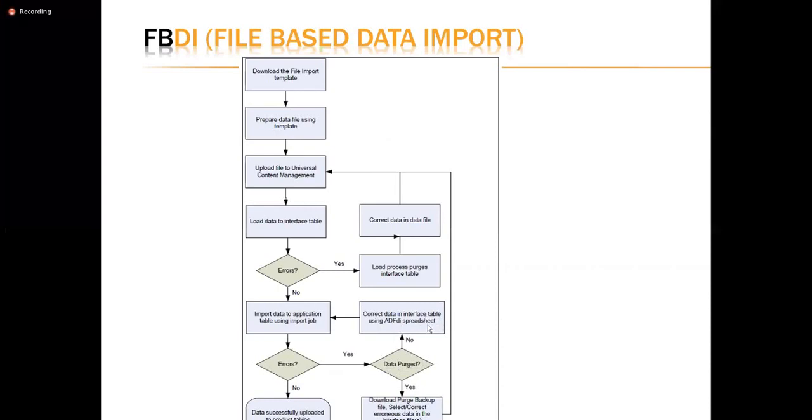Where do you get the ADFDI spreadsheet? That will be available in the specific object screen. If it is items, if you go to the item screen, then you can get the errored out records in the spreadsheet, and you can correct them.